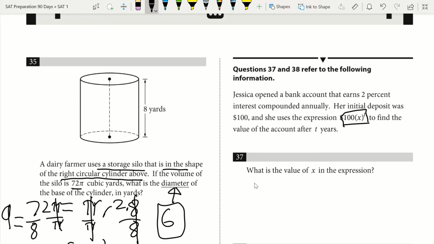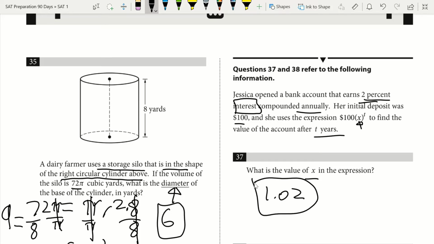Pretty easy, so we're going to go ahead and do that one. Jessica opened a bank account that earns 2% interest compounded annually. Her initial deposit was $100. She uses this expression to find the value of the account after T years. What's the value of X? The value of X is going to be 1.02 because she's earning 2% interest compounded annually. That 2% interest means we're multiplying her initial amount by 1.02 every year, so the value of X is 1.02. That one right there, very, very easy for being number 37.